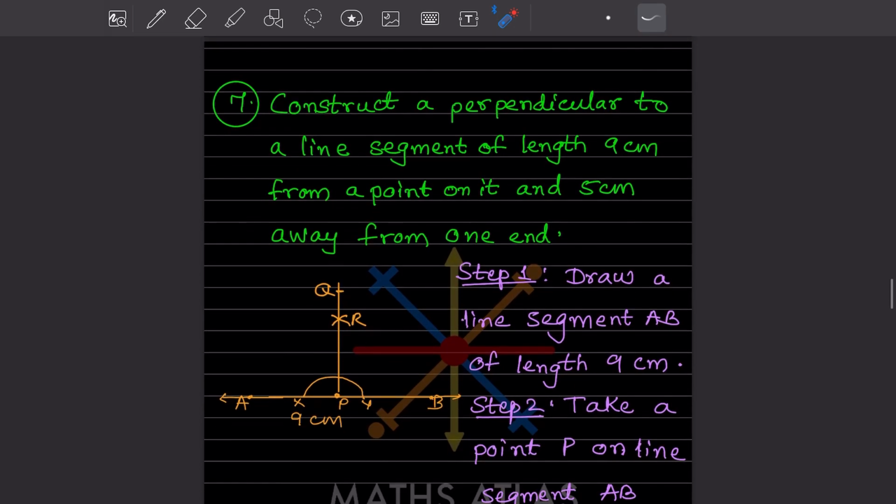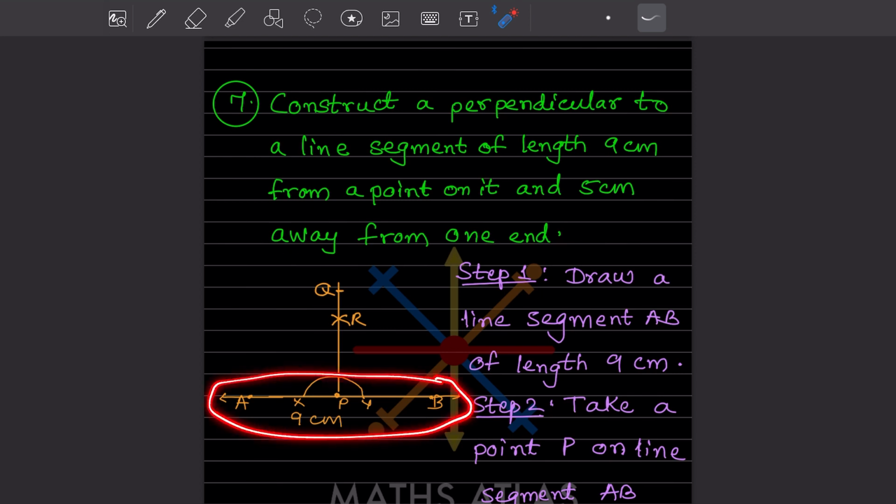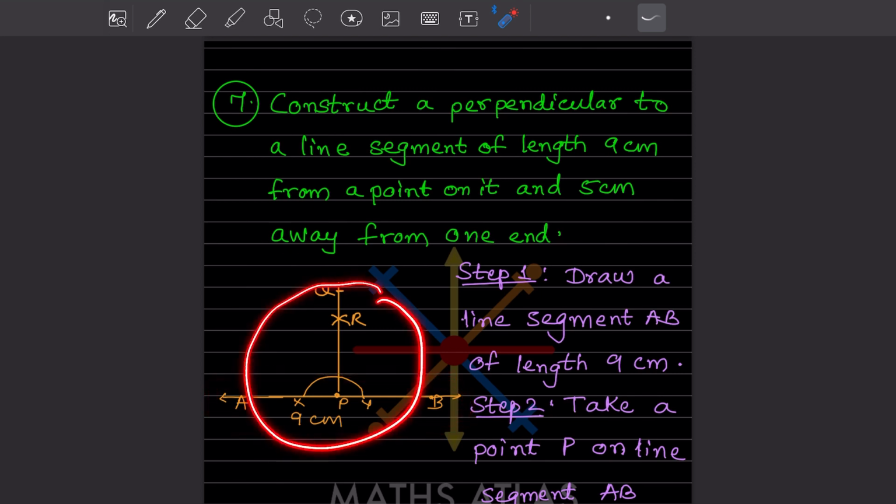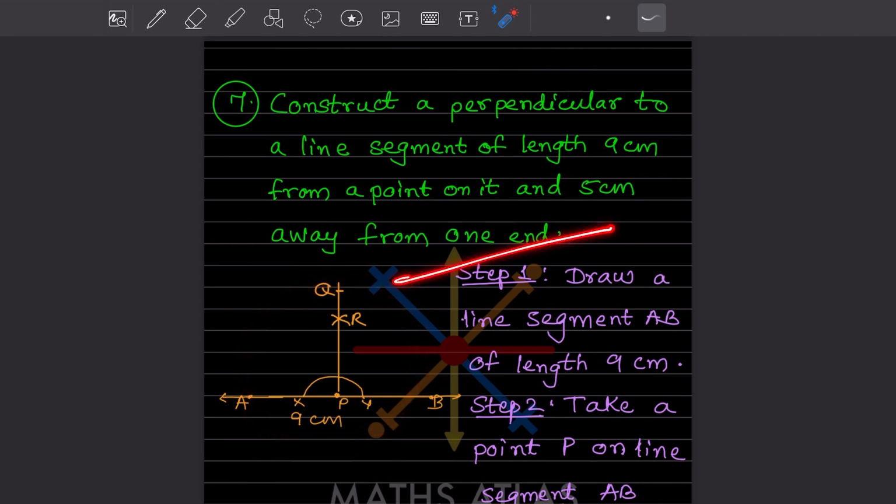So the next one they said: construct a perpendicular to a line segment of length 9 centimeter from a point on it and 5 centimeter away from it. This is on it and away from one end. So now let us see here. First we are going to draw a line segment. This is AB, which is 9 centimeter. Actually this is not 9 centimeter exactly, it looks smaller, but when you do it in your book, you measure 9 centimeter.